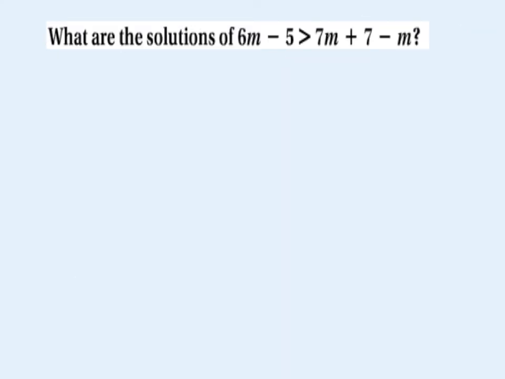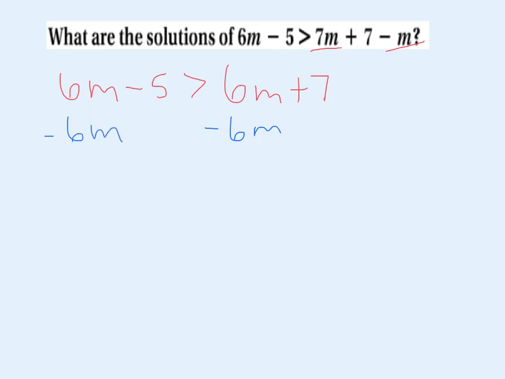So here's another multi-step problem. The first thing I want to do is combine like terms, or simplify on the right-hand side. If I look here, I have a 7m and an m. So on the left-hand side, I still have 6m minus 5 is greater than 7m minus m, which is going to be 6m plus 7. And then I want to move all variables to one side, so I'm going to subtract 6m, and then I have negative 5 is greater than 7. Well, if I read this out again, negative 5 greater than 7, that is not true. That's a false statement, so it would be no solution.